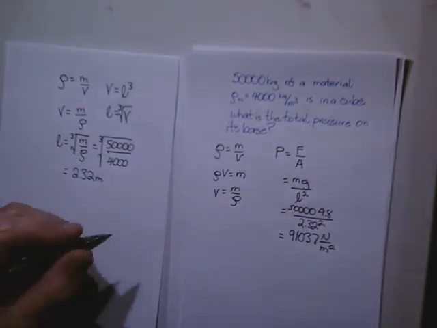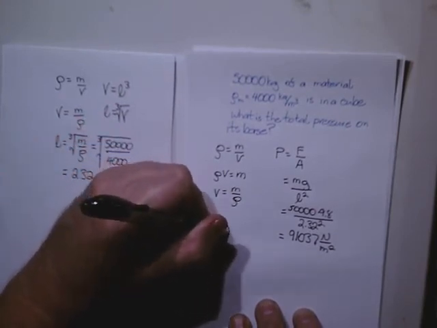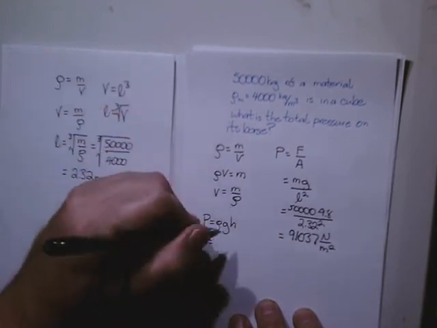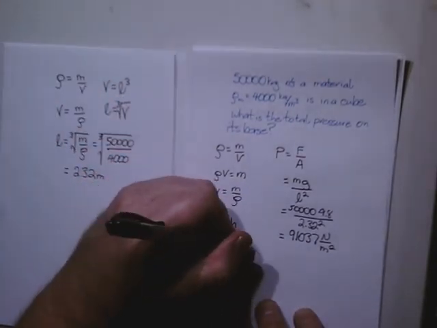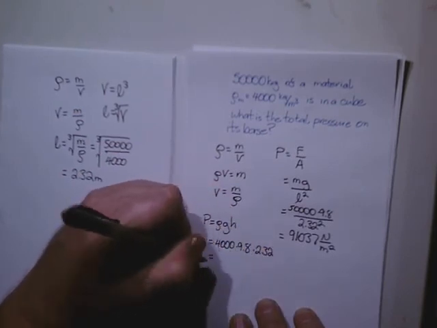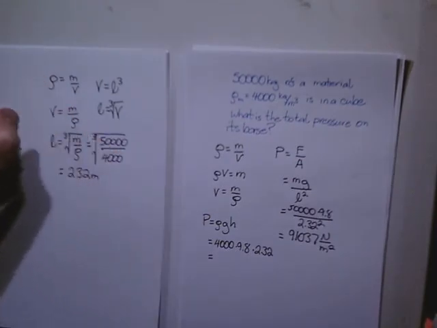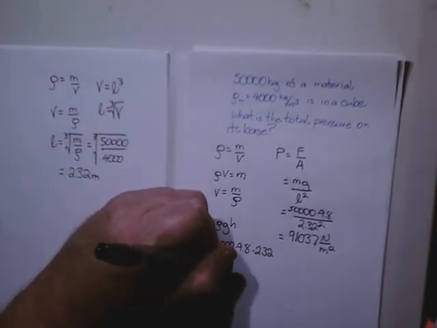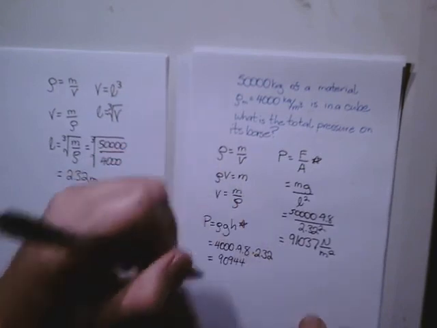There's another way that you can solve this: the pressure due to a material is the density of the material, the gravity, and then the height. The density is 4,000. There's a proof for this, but either way is correct. Just to double check, it's close because there was probably a rounding error somewhere. It's 90,944. Close enough in terms of what you guys are doing.